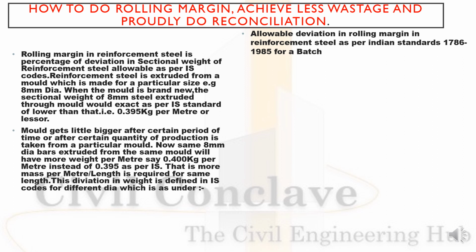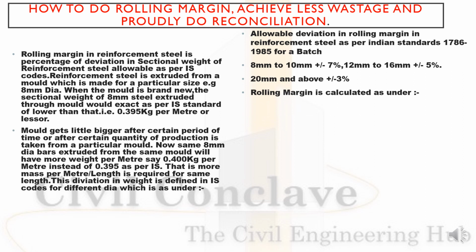Allowable deviation in rolling margin in reinforcement steel as per IS 1786 for a batch is as follows: 8 mm to 10 mm plus or minus 7%, 12 mm to 16 mm plus or minus 5%, 20 mm and above plus or minus 3%.